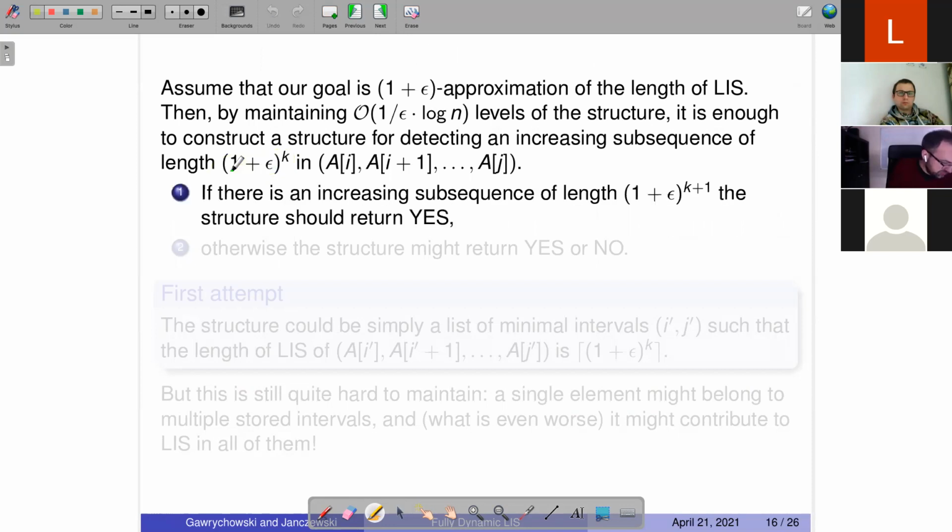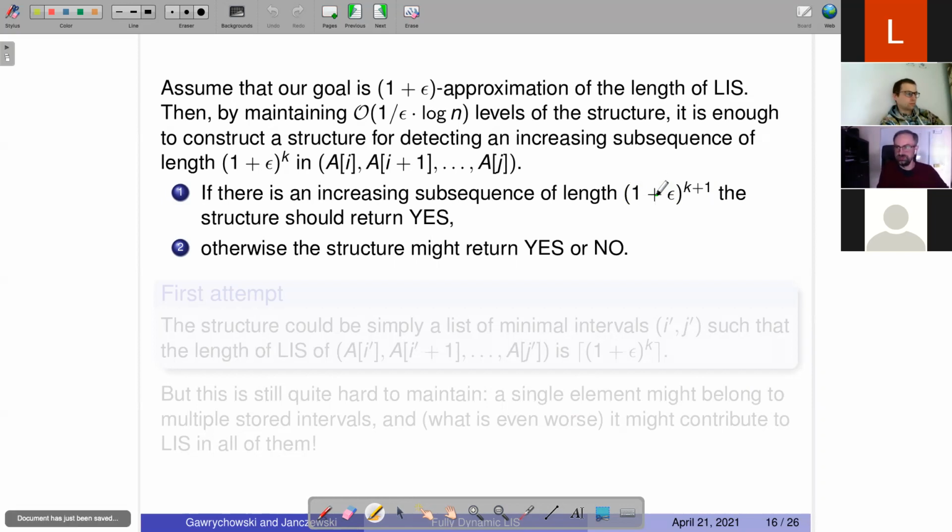So the structure will tell you that there is an increasing subsequence of length 1 plus epsilon to k. If there is an increasing subsequence of length 1 plus epsilon to k plus 1, the structure should say yes, and otherwise it can say yes or no. So there is this gap where you don't really know. But if the answer is sufficiently large, you should output that there is a chain of length at least 1 plus epsilon to k. Okay, so that's the idea.